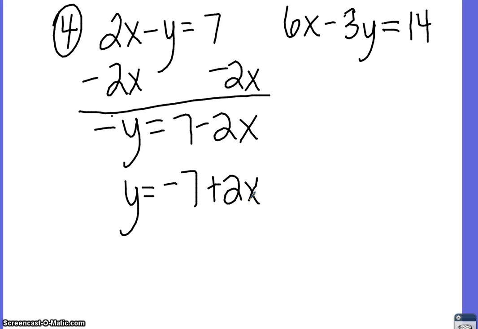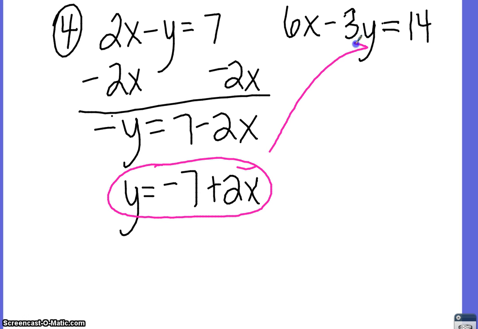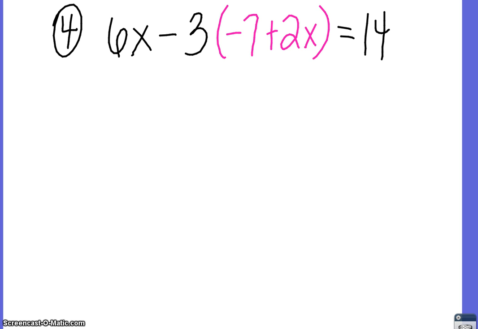Once I've solved one equation, I'm going to take that equation and plug it back into the second equation. So watch what this is going to do. I have y equals negative 7 plus 2x. This is telling me that y is equal to that amount. So I'm going to take negative 7 plus 2x and plug it in for y in my second equation. When you rewrite it, it's going to look like this. I will have 6x minus 3. Now, where the y was, I'm going to write negative 7 plus 2x, and it's all equal to 14. And now I'm going to solve.